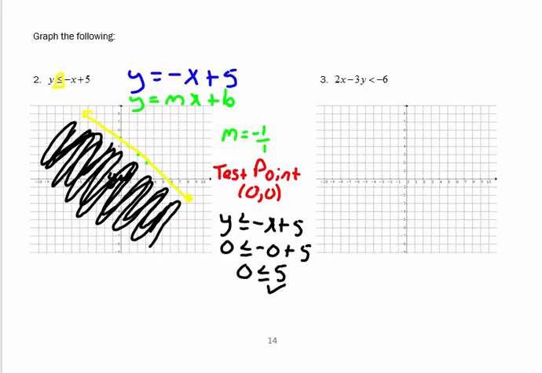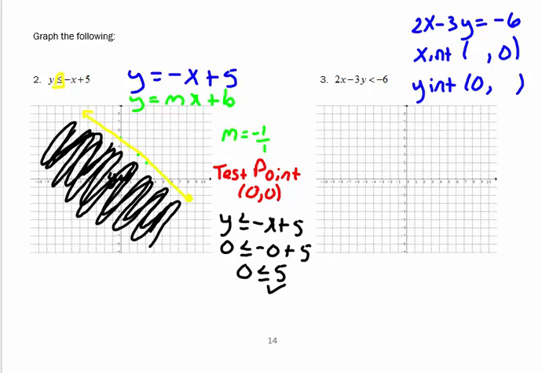Number 3. 2x minus 3y is less than negative 6. Looking back at page 8, I can also learn to graph equations by finding the intercepts. So I'm going to pretend that we have an equal sign. And I'm going to find my x-intercept by letting y be 0. I'm going to find my y-intercept by letting x be 0. If you want to put it into slope-intercept form, go right ahead.